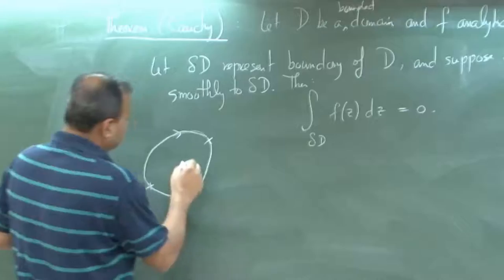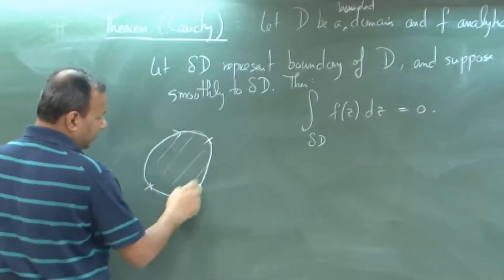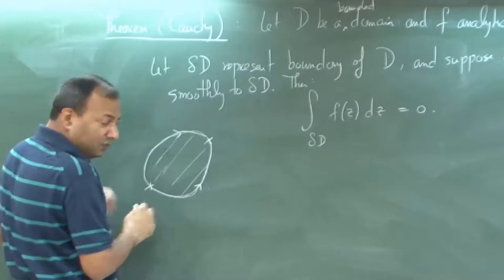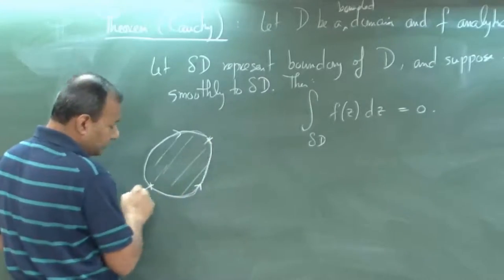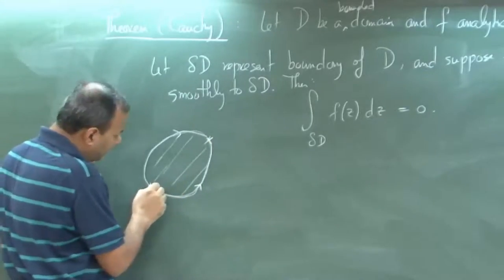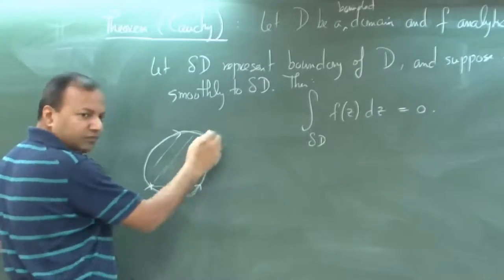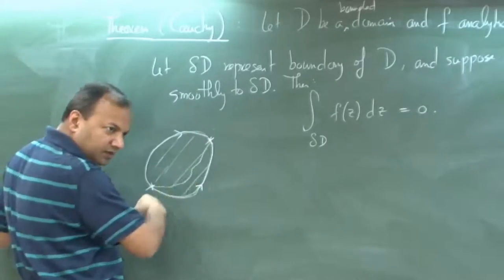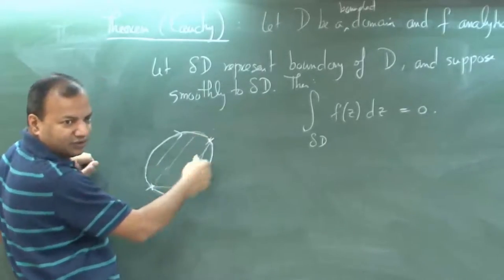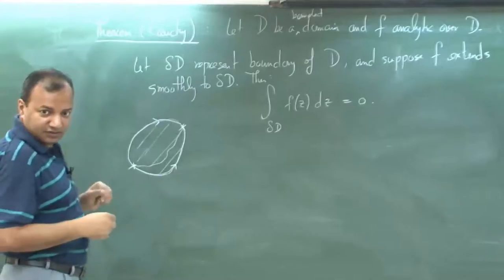And in fact, since f is analytic over this entire domain, we can fix these two points and take any path from this point to this within the domain D, and this integral value is going to be the same irrespective of the path.